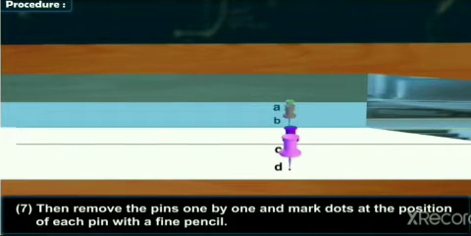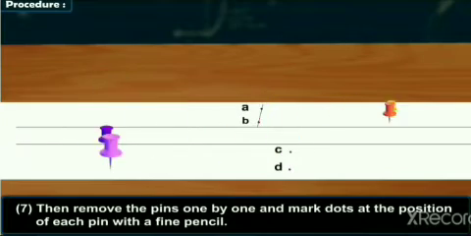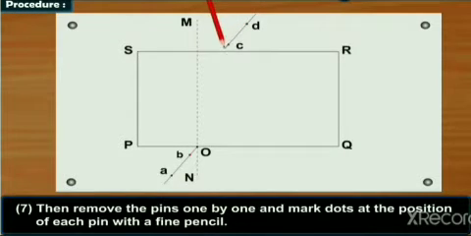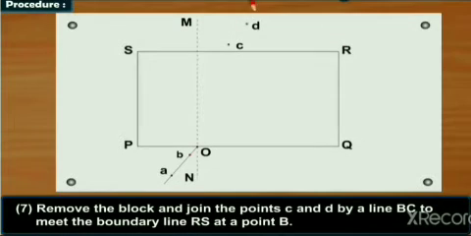7. Then remove the pins one by one and mark dots at the position of each pin with a fine pencil. Remove the block and join the points C and D by a line BC to meet the boundary line RS at a point B.